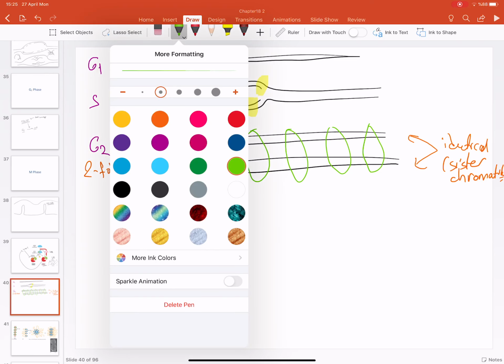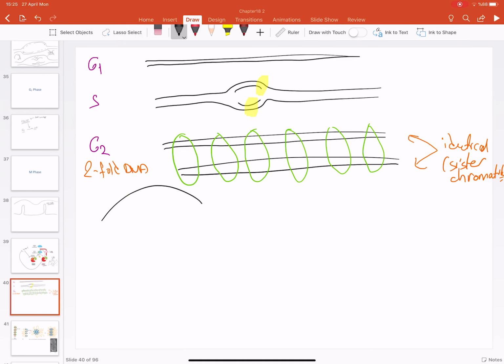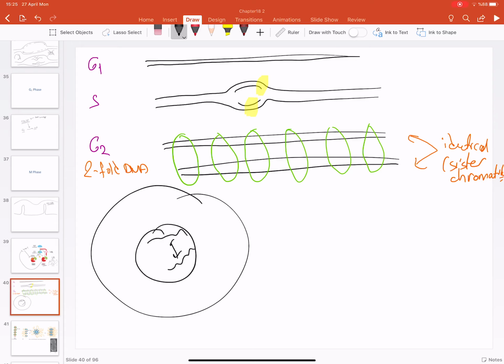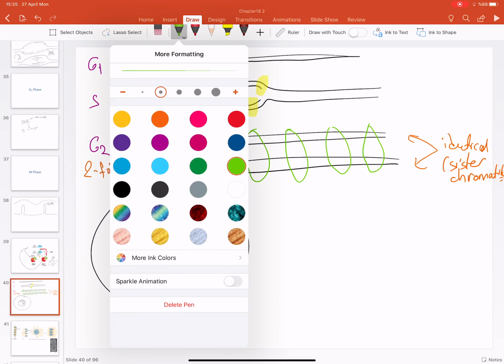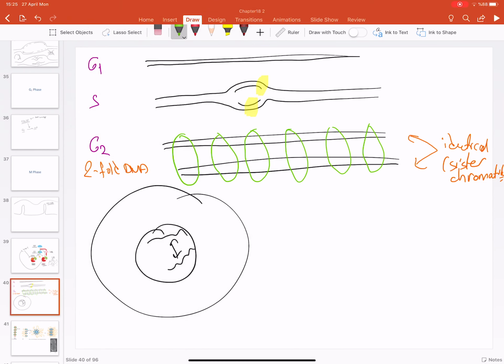Now, of course, these sister chromatids should be kept together, because if you lose them, let's think about the nucleus. One can go somewhere in the nucleus, one can go somewhere else in the nucleus, and they will lose each other. This is something we don't want. This is why these chromatids are kept stuck to each other with the help of cohesin proteins. Cohesins are ring proteins, and they are keeping the sister chromatids together.